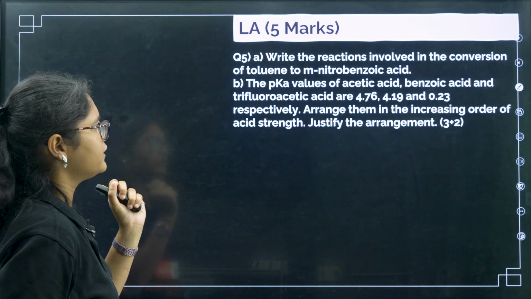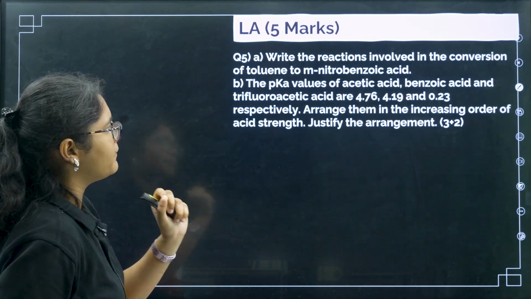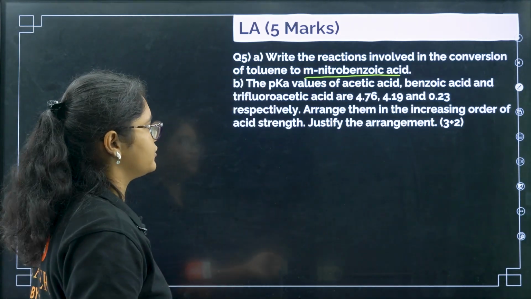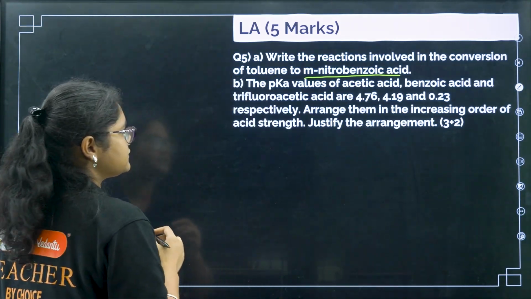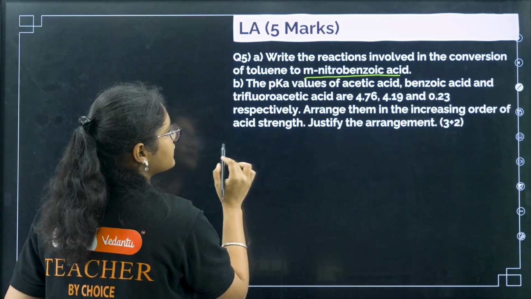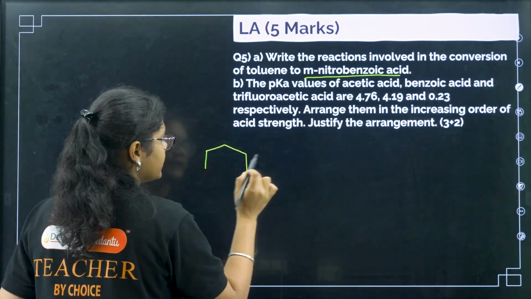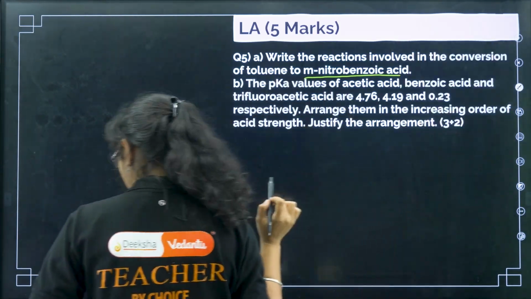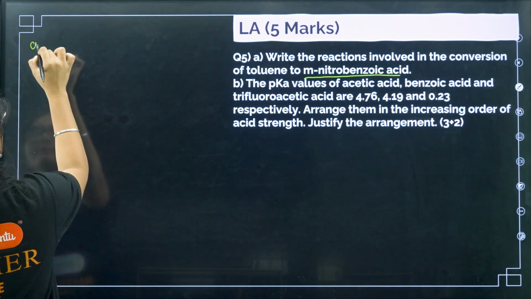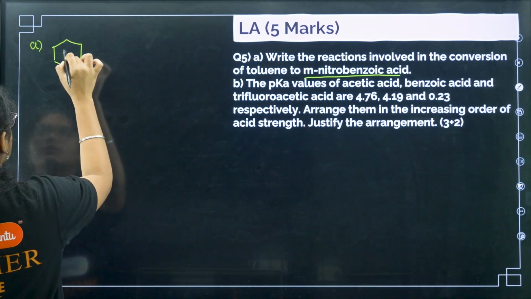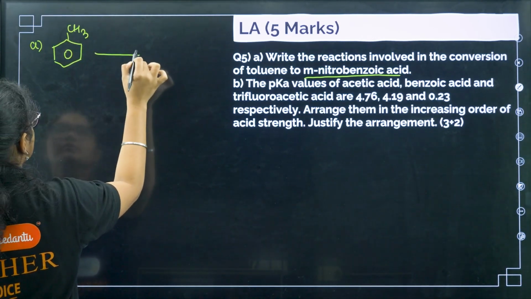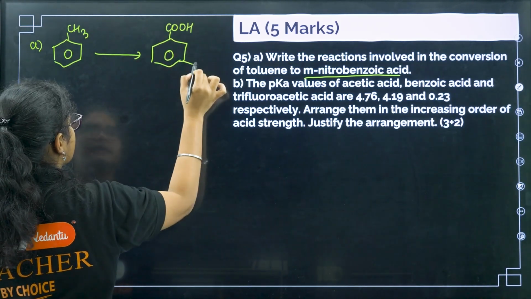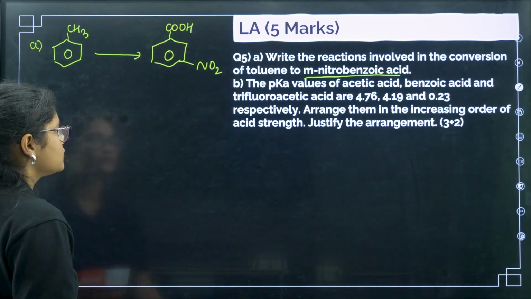Write the reactions involved in the conversion of toluene to meta-nitrobenzoic acid. So you need to write toluene to meta-nitrobenzoic acid. Let us first try this one, 3 plus 2. So toluene is there, and we need to convert it to meta-nitrobenzoic acid. So we need to do this.